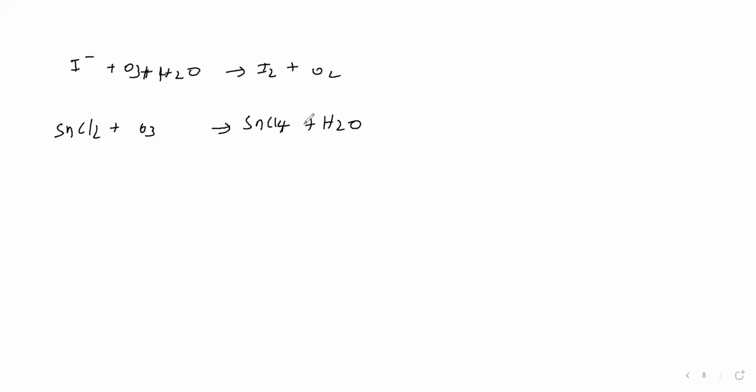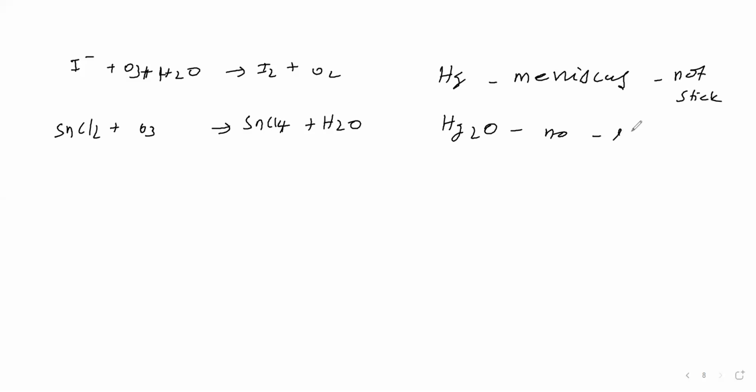Mercury has a meniscus on the surface. Mercurous oxide has no meniscus. Mercury does not stick to the glass, but mercurous oxide sticks to the glass. That means the nature of mercury is changing because of mercurous oxide. This property is called tailing of mercury.